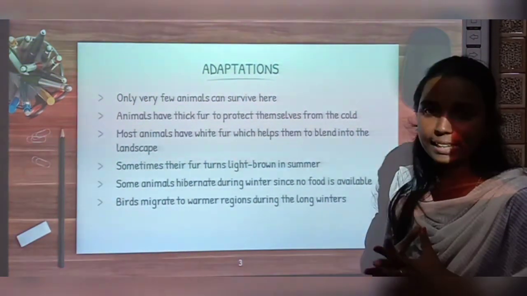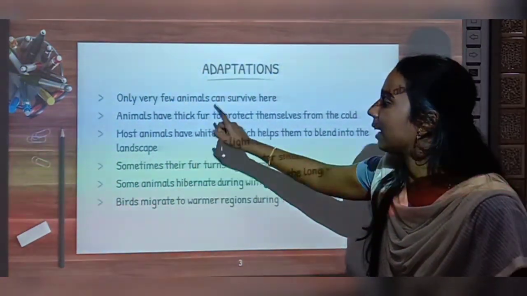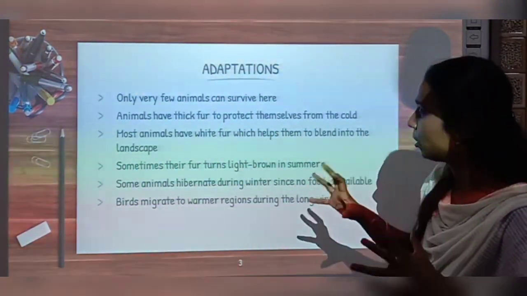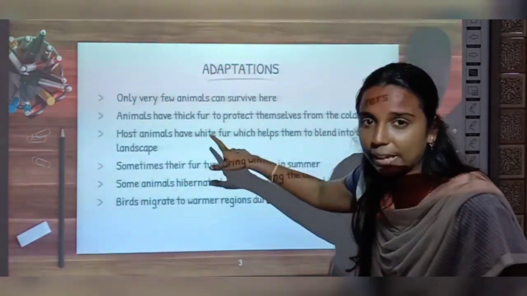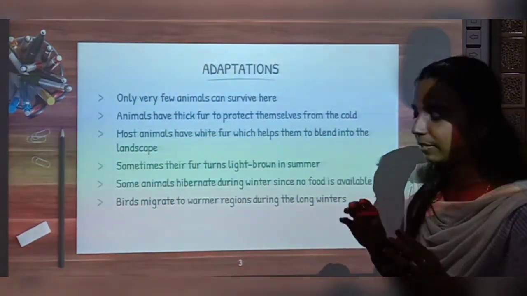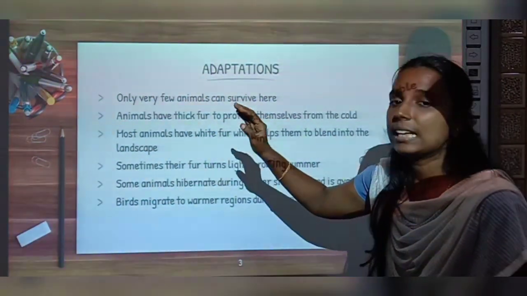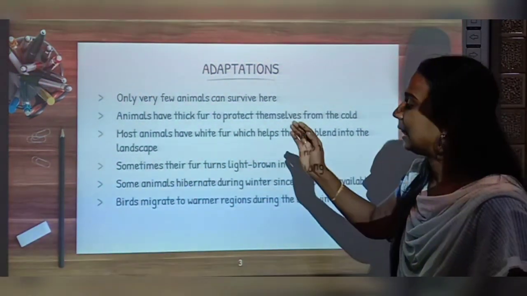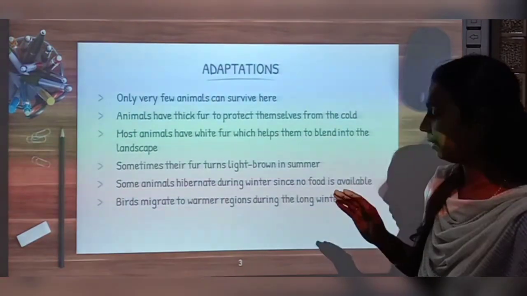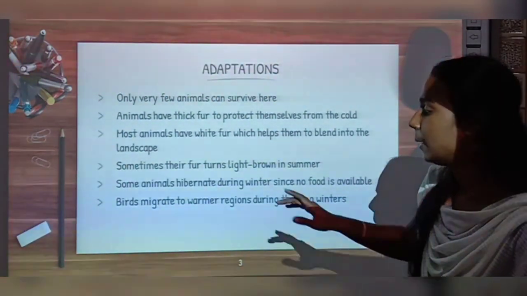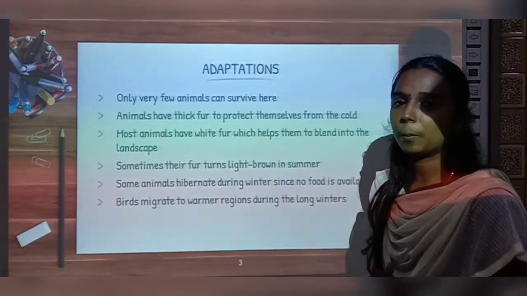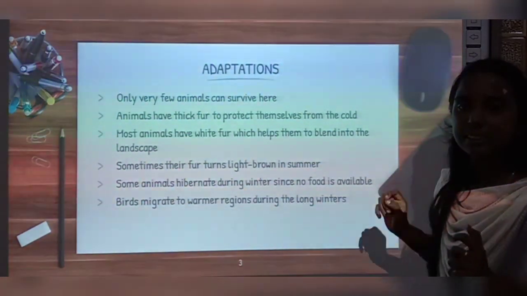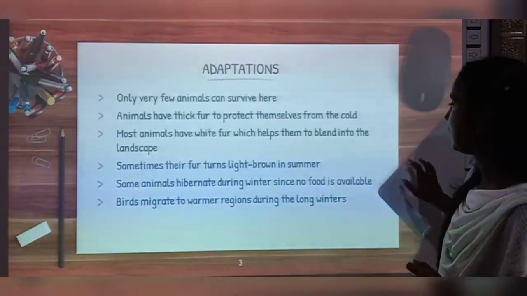So what are the adaptations they are having? Animals have thick fur to protect themselves from the cold, and most animals have white fur, which helps them to blend with the landscape, and sometimes their fur turns light brown in summer. And some animals hibernate during winter since there is no food, and birds will migrate to warmer regions during the long winters. Now let us see what animals we can see in this frigid zone.